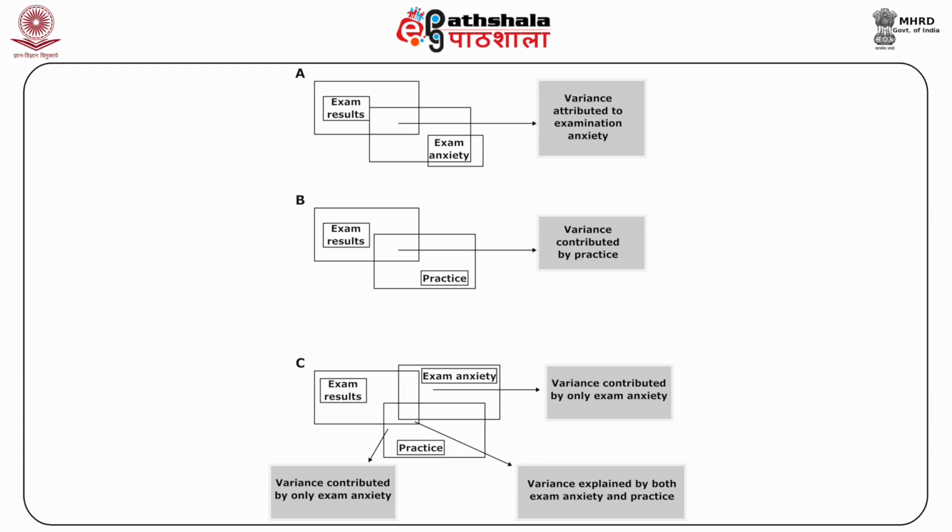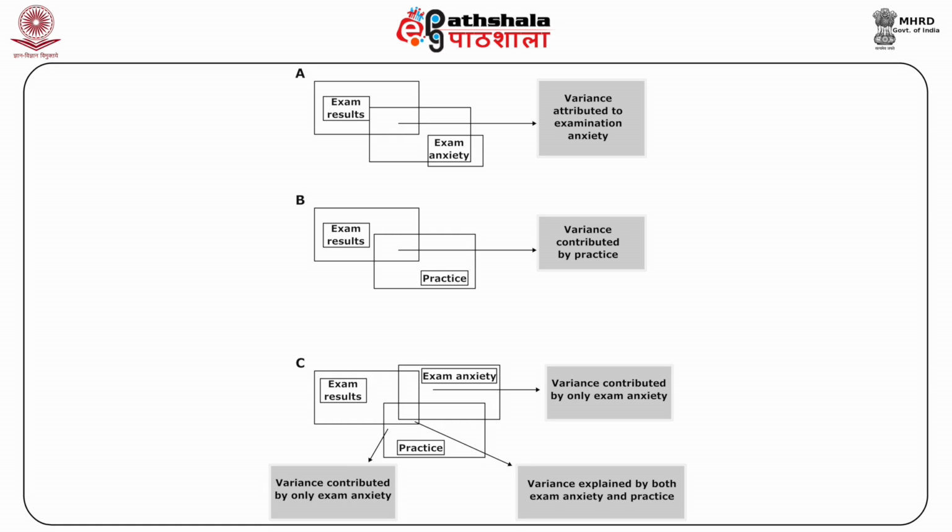So, figure A and figure B both deal with two variables at a time. In figure A, we are just taking the two variables of examination results and examination anxiety, and the overlap area shows the variance that is mutual to both variables. So, figure B talks about the examination results and practice and the variance contributed by practice and exam results.